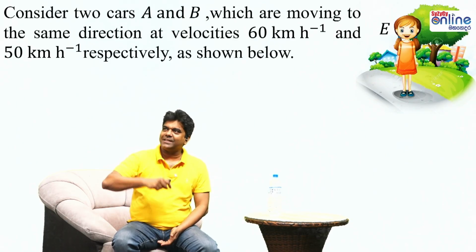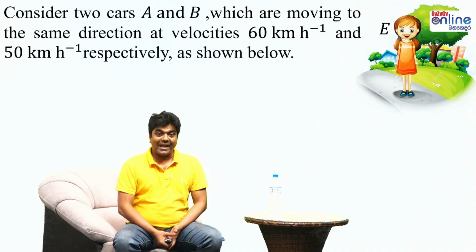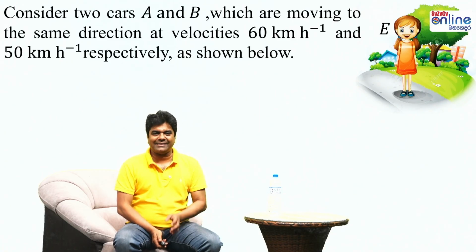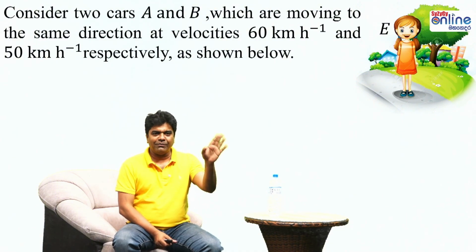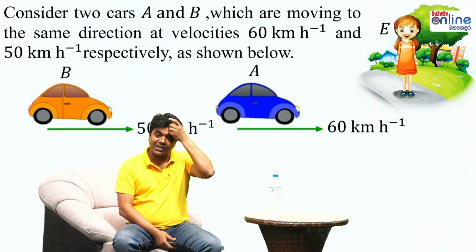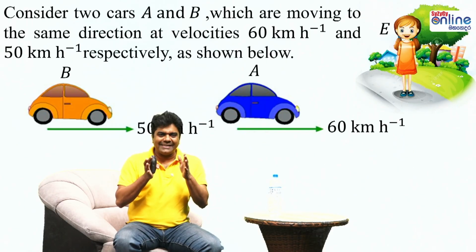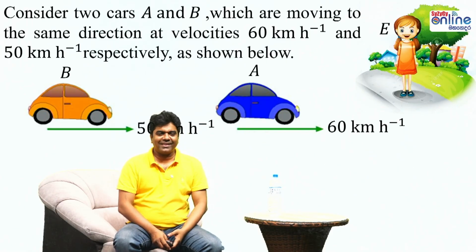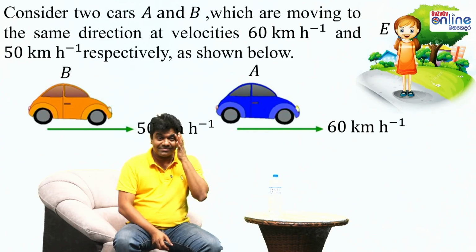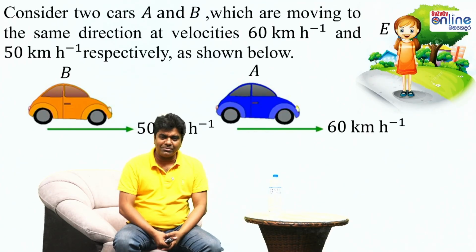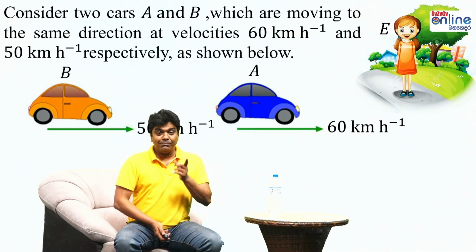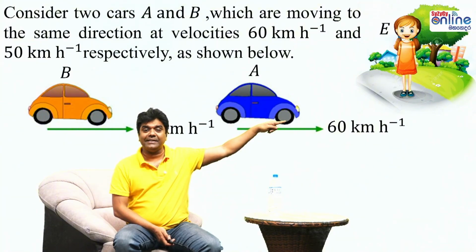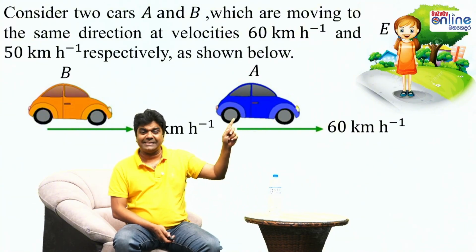Consider two cars, A and B, which are moving in the same direction at velocities of 60 kilometers per hour and 50 kilometers per hour. So there are two cars. Now my question is, in 1 hour, how far will the blue car be? The blue car will be 60 kilometers from the starting point.